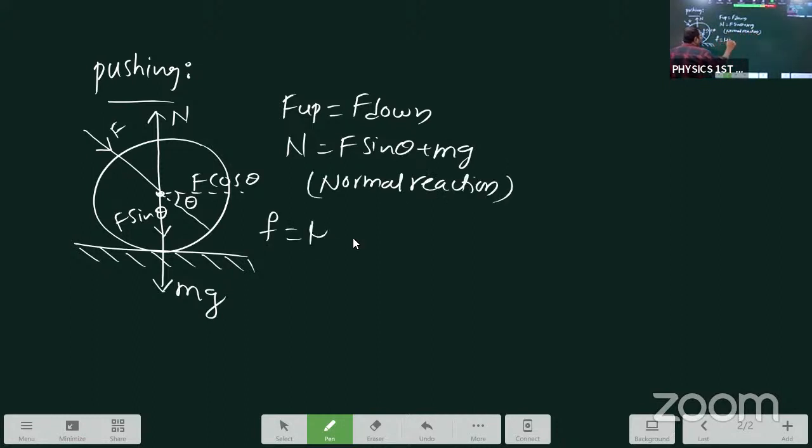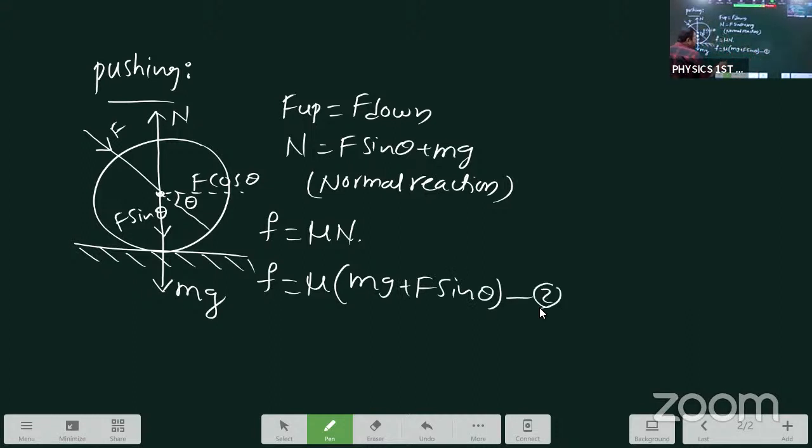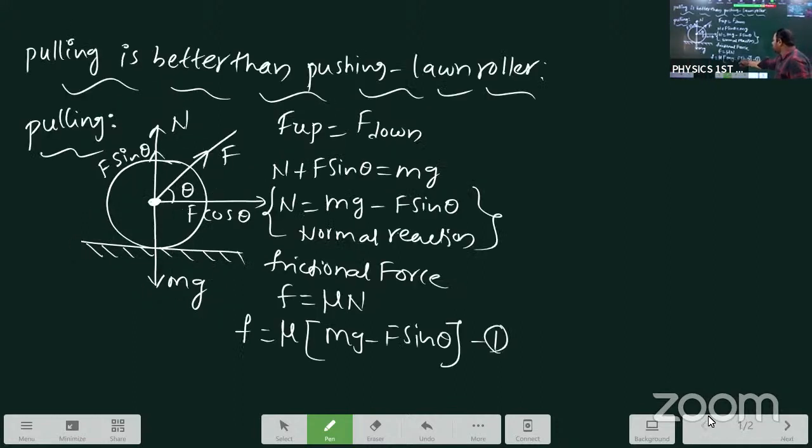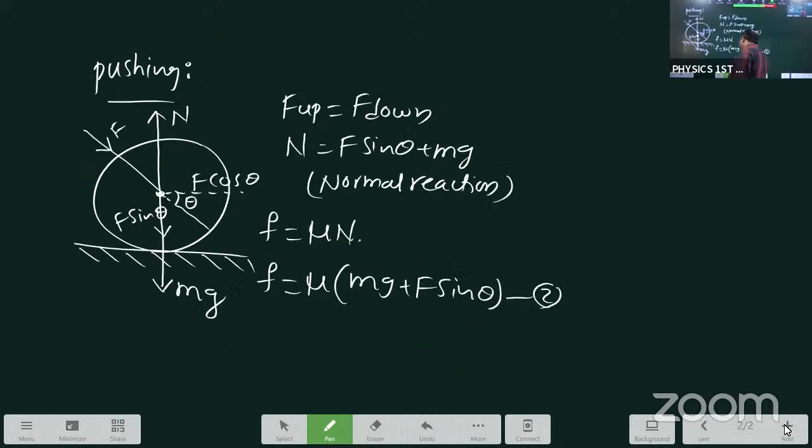What is the frictional force? mu into N, that is mu times (mg plus F sin theta). Equation number 2. So in the present equation we got plus, in the previous equation we got minus: mg minus F sin theta. Which one is the highest force? This one is the highest force. That's why, from equations 1 and 2, the least force is applied in the previous case. That's why, from 1 and 2, pulling is better.